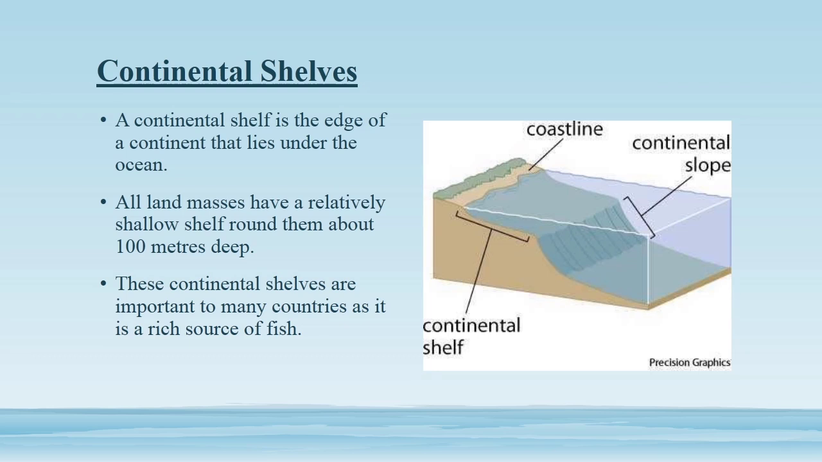You know that there are 7 continents, and continents are the main divisions of land on earth. If you look at all these 7 continents, they have edges, and these edges of the continents which are underwater are what we call continental shelves.